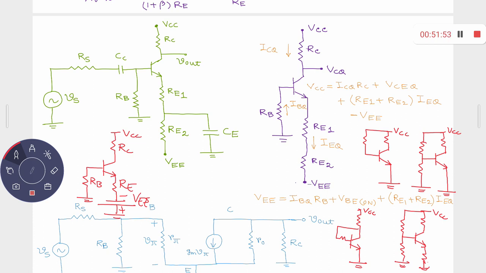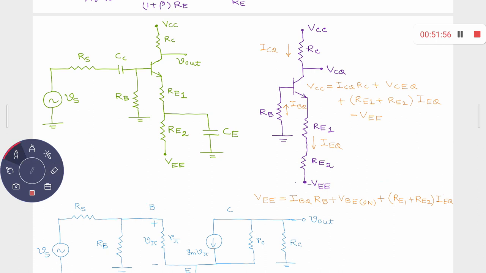So first let's perform the DC analysis, and then you will see what happens to the small signal analysis. For the DC analysis, this is the circuit. You don't have this capacitor. The rest part of this will not be incorporated because the capacitor will block; it will act as a barrier. So you have only this RB from base to ground, you have RC from collector supply to collector, you have two resistors in series, RE1 and RE2, and you have a minus VEE over there.